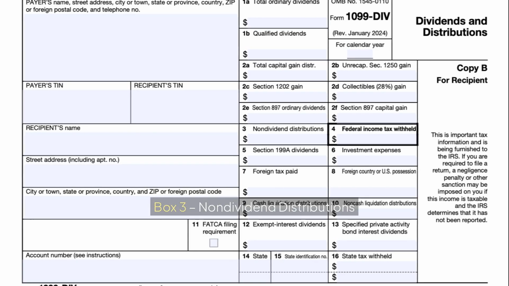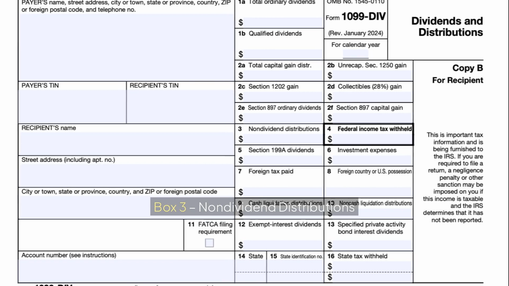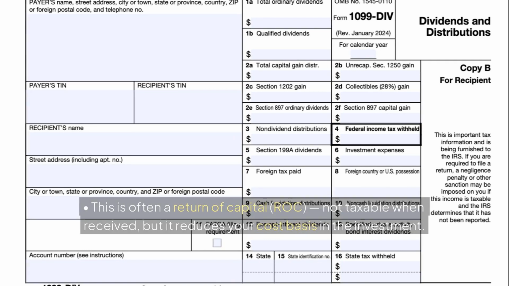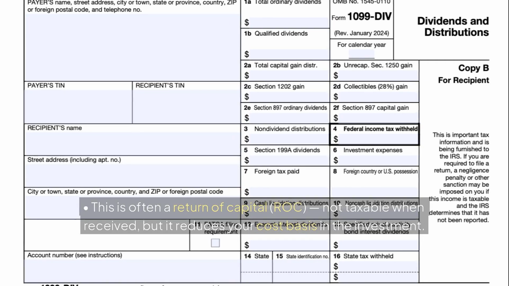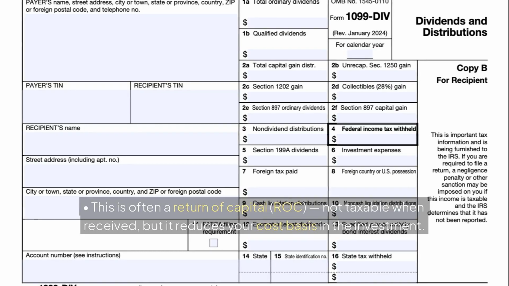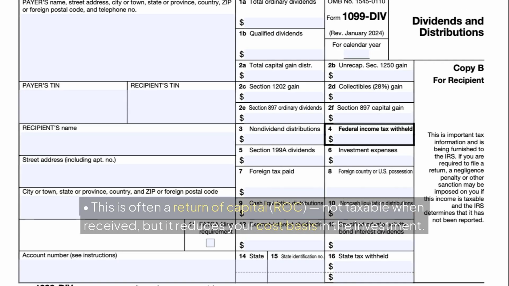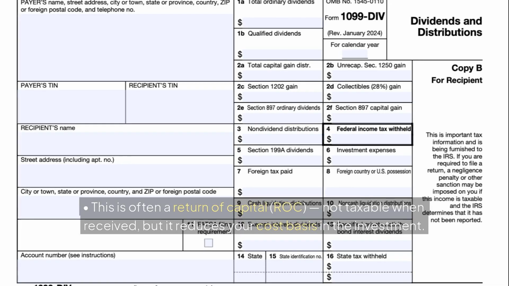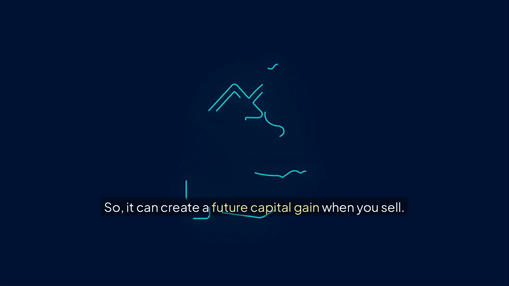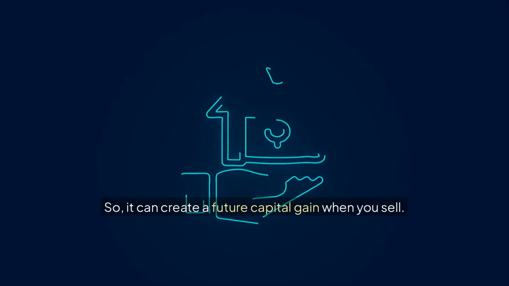Box 3, non-dividend distributions. This is often a return of capital, ROC, not taxable when received, but it reduces your cost basis in the investment. So it can create a future capital gain when you sell.